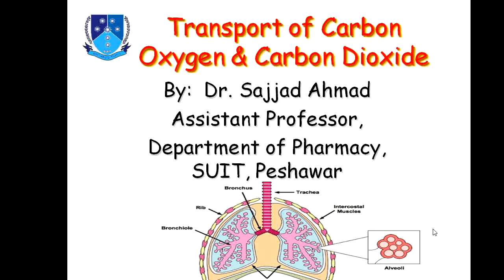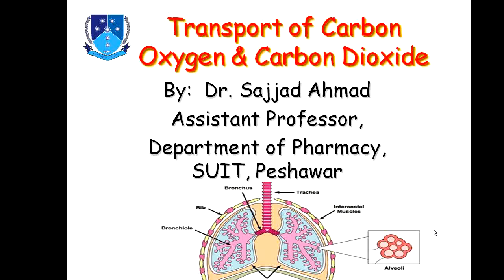Actually, the carbon dioxide is released by the tissues to the interstitial spaces, and then from the interstitial spaces this carbon dioxide travels to the capillaries, and from the capillaries this carbon dioxide reaches the systemic circulation, and from the systemic circulation this carbon dioxide goes to the alveoli, and from the alveoli carbon dioxide is released to the external environment.